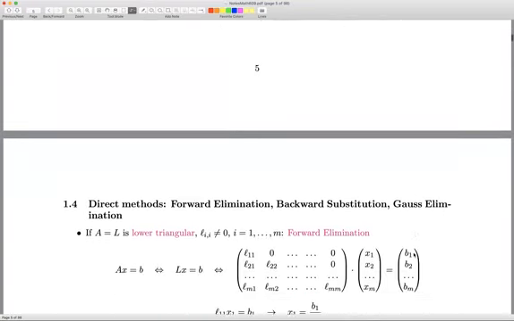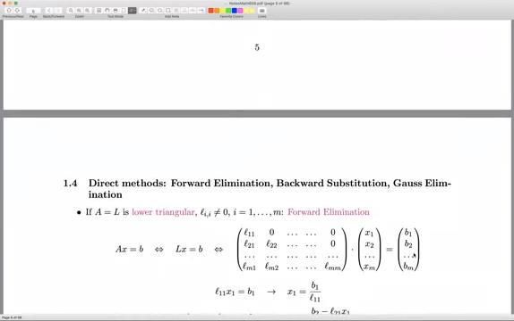When the matrix A has a special structure, then of course finding the solution of the system AX equals B can be easier than if A is a general matrix. For example, if A is a lower triangular matrix, since we want the determinant of A to be different from 0, and the determinant, since it is a lower triangular matrix, is the product of the elements on the main diagonal, we will require that the elements on the main diagonal are different from 0.